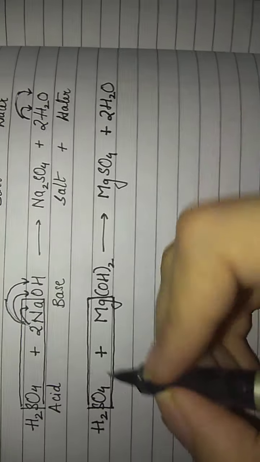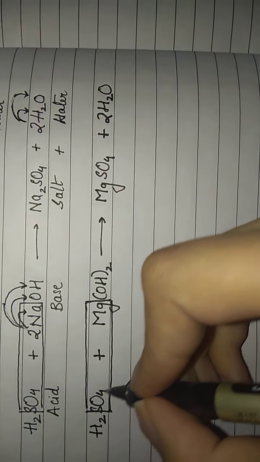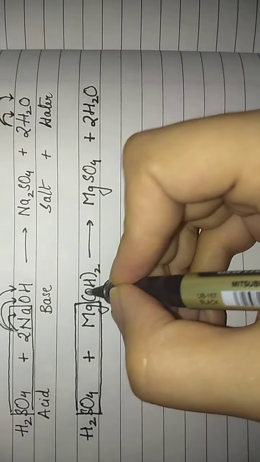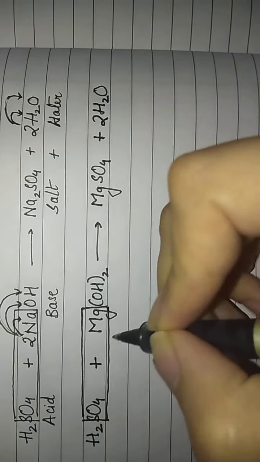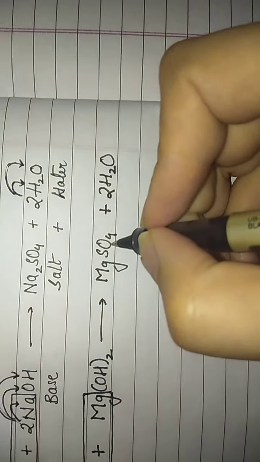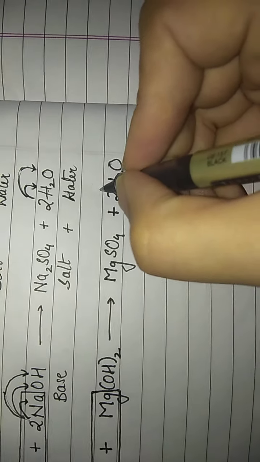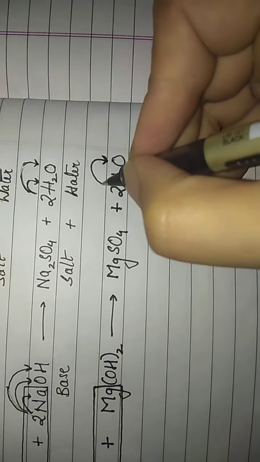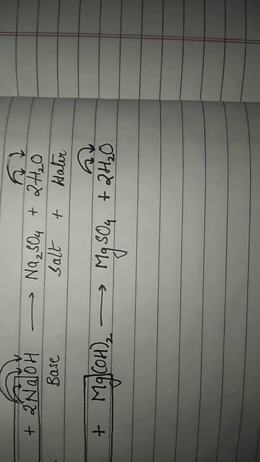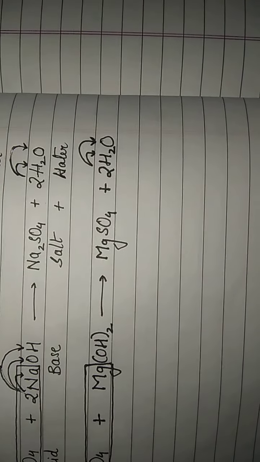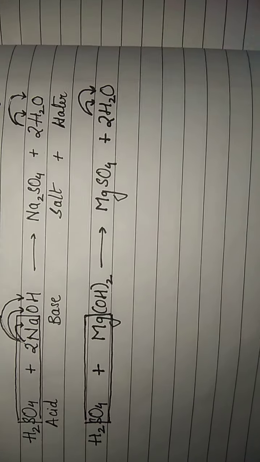Let me check for oxygen atoms now. 4 oxygen atoms here and 2 oxygen atoms here. So total 6 oxygen atoms on the left hand side. Let us check here. 4 oxygen atoms here and 2 oxygen atoms here, because this 2, again I am showing, is multiplied with both the elements. So my oxygens are also balanced. 6 on this side and 6 on this side. So this equation is balanced.